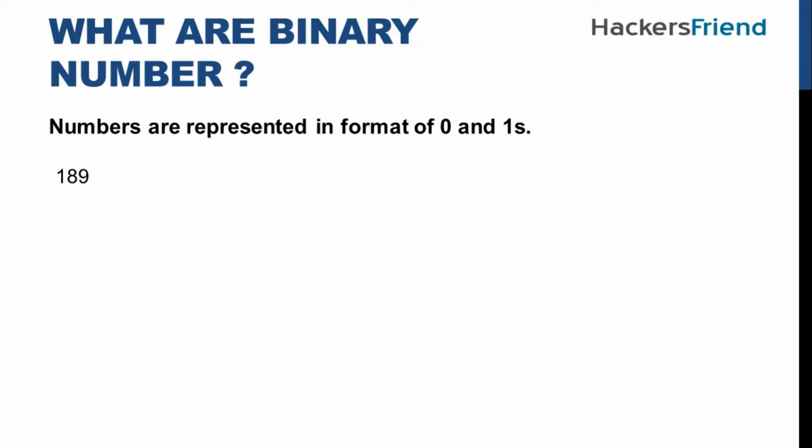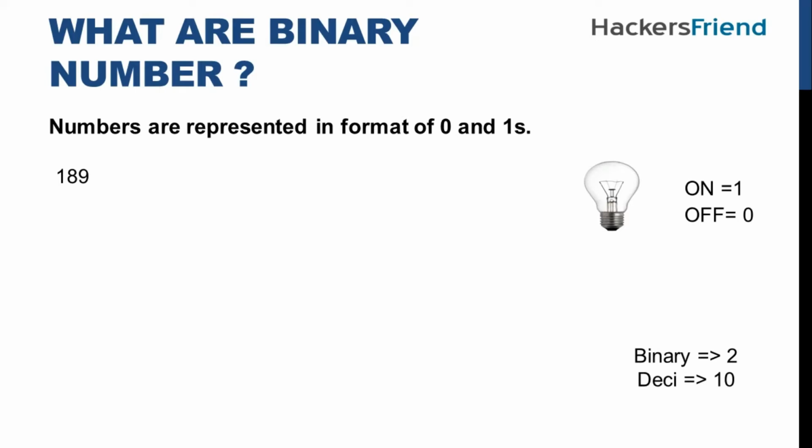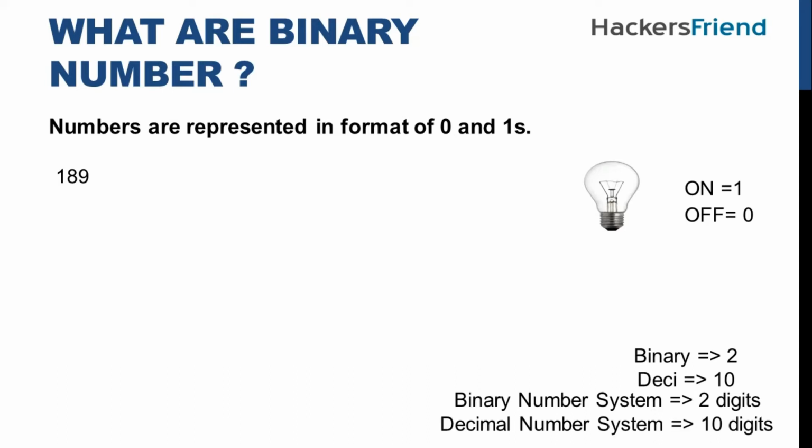When it comes to computers, they are electric devices and any electric device can be in two states. Either it can be on or it can be off. For simplicity, we assume on as 1 and off as 0. So binary means 2 and decimal means 10. A binary number system is a number system in which there are only 2 digits, and the decimal number system is a number system in which we have 10 digits to represent our number.